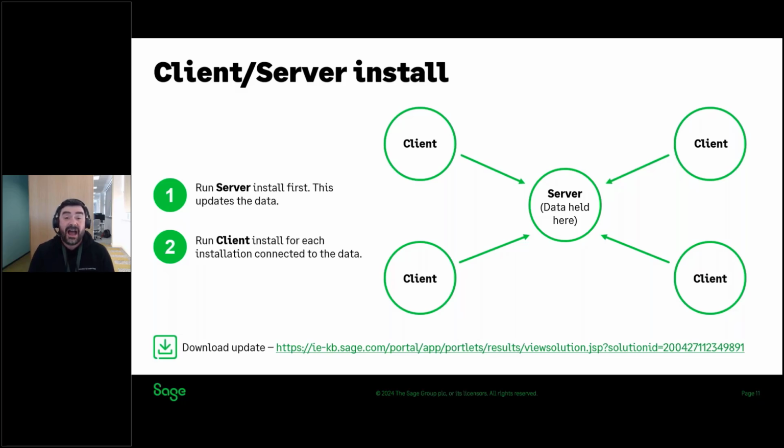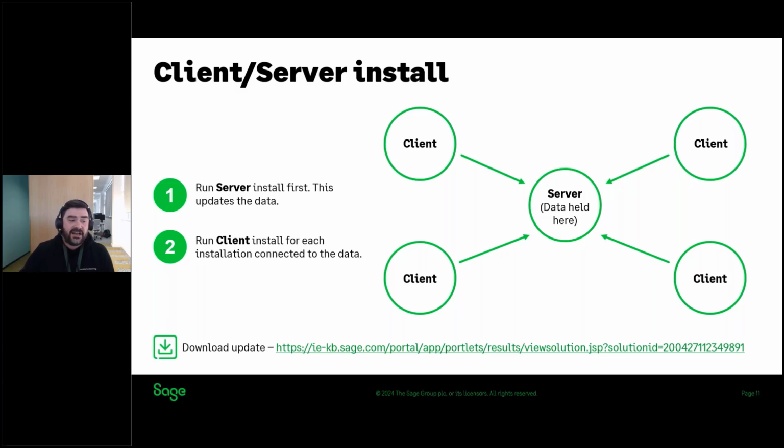Now, if you try to access payroll from a client that hasn't been updated, you will be prompted to install the update there and then, and it would run the installer from the server location. So you don't necessarily have to download it on each of the PCs. You just need to update your server, and then you'll be prompted to update the clients when you access payroll.